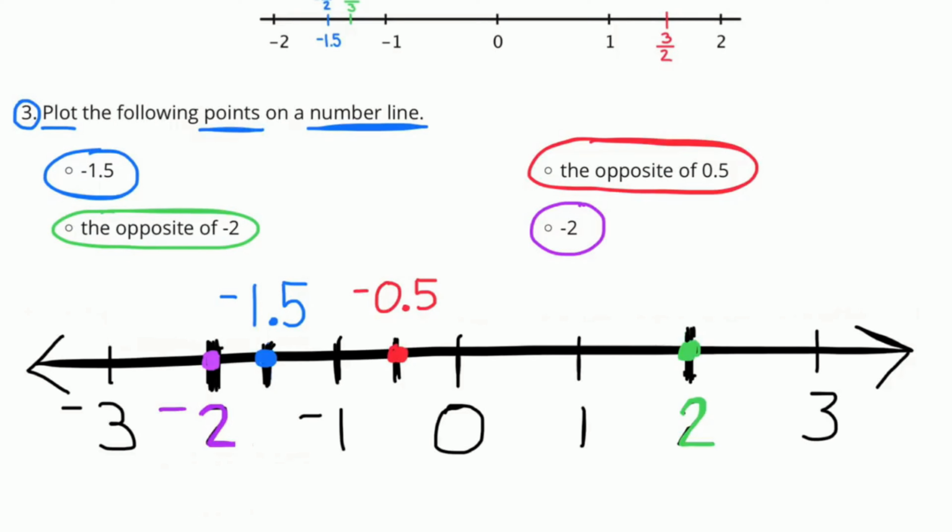The opposite of 5/10. Well, the opposite of 5/10 would be -5/10. So you'll notice halfway between 0 and -1 on the number line, I've plotted -5/10. And then finally, -2. 2 units to the left of 0 on the number line, I've plotted -2.